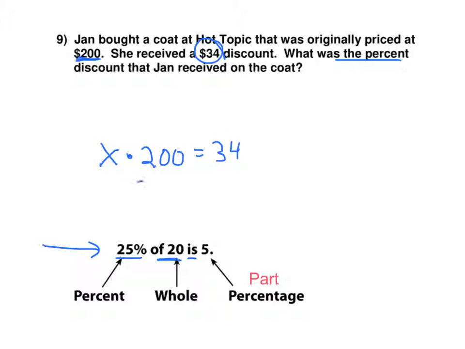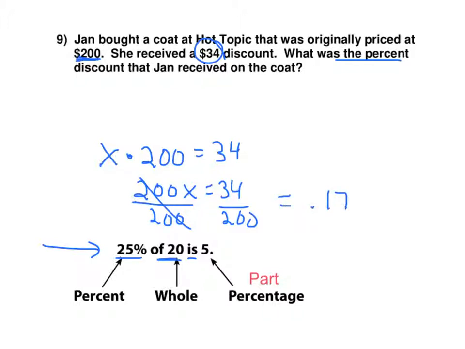All right, I can rewrite that as 200x equals 34, and then all I have to do is divide. So divide both sides by 200, and x is equal to 34 over 200, which when you divide it out, you get 0.17, and you have to change that to a percent by moving the decimal, so it's 17%.